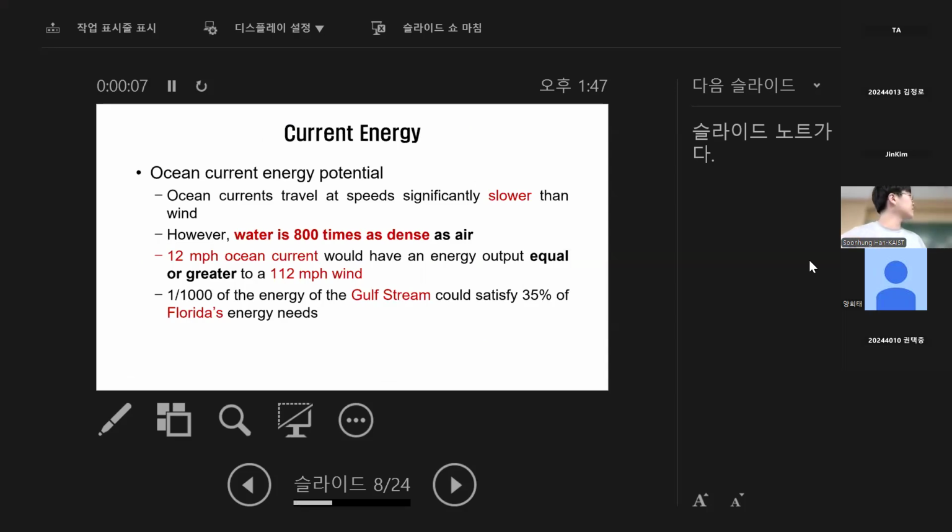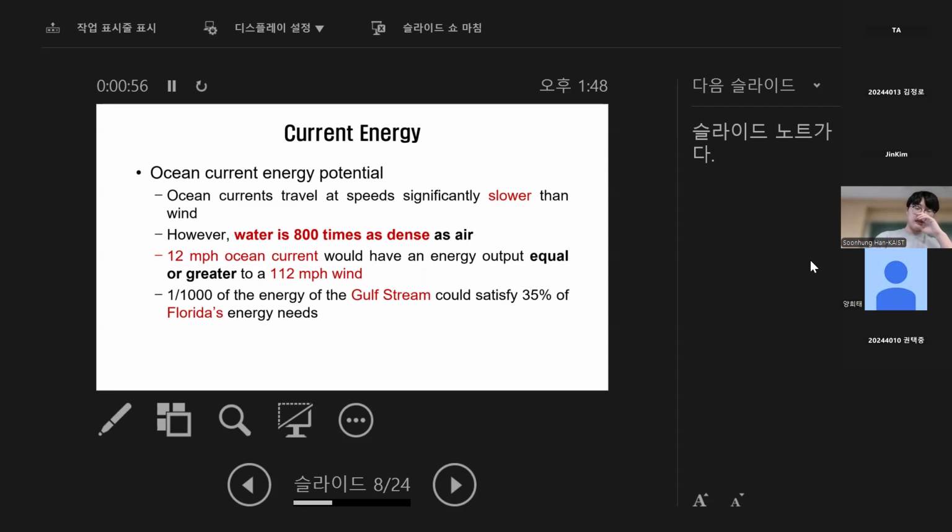And so, the current energy. The ocean currents have energy potential, and as you heard in the video, ocean current is very slow compared to other surface current or wind. But ocean water is about 800 times as dense as air, so it is slow but it's powerful. So, for instance, a 12 mile per second ocean current would have an energy output equal or greater to a 112 mile per second wind.